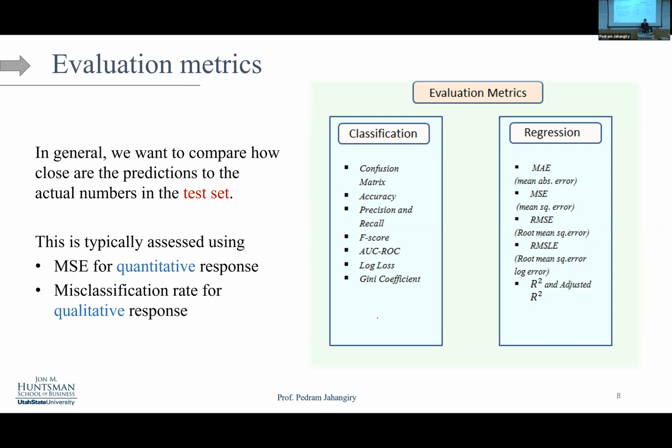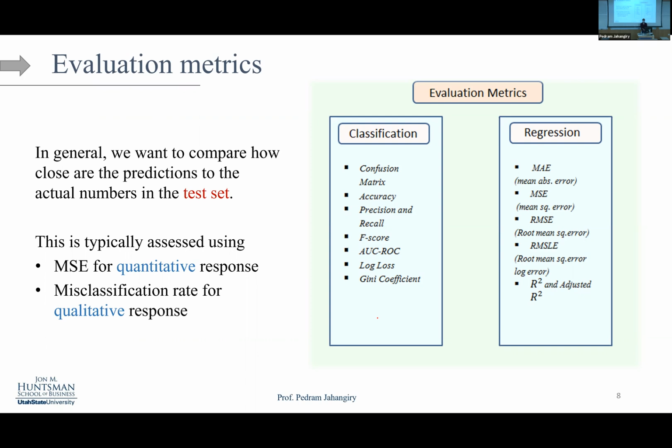So in general, we want to compare how close the predictions, the y hat at the end of the day, that come out of that f hat, which is estimated, are to the actual numbers in the test set. This is really important because in the machine learning world, I don't care if the model is fitting the training data set or not, because it will. I can use a lot of information in the training data set, and I can make the model very flexible to the point that there is no part unexplained anymore, right? So for that reason, we don't care about the evaluation metrics in the train set.